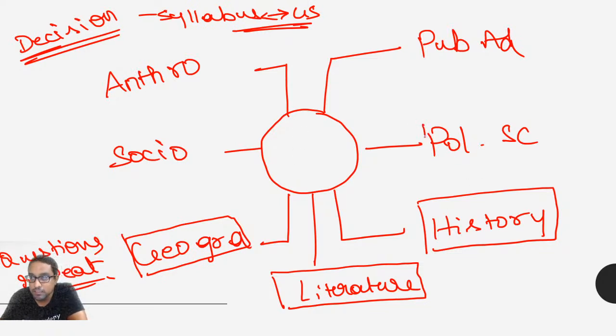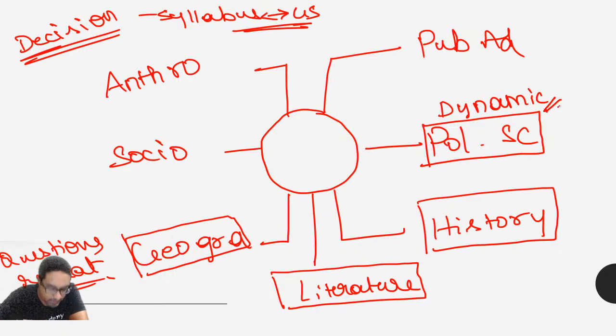Political science is extremely dynamic. So political science's specialty is that it is dynamic. If you love this subject, it's a very big advantage because if you are in touch with current affairs, if you are in touch with GS on a regular basis, current affairs particularly, one full paper for them is current affairs only, international relations.